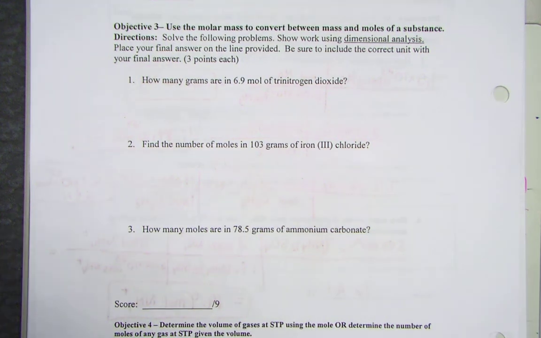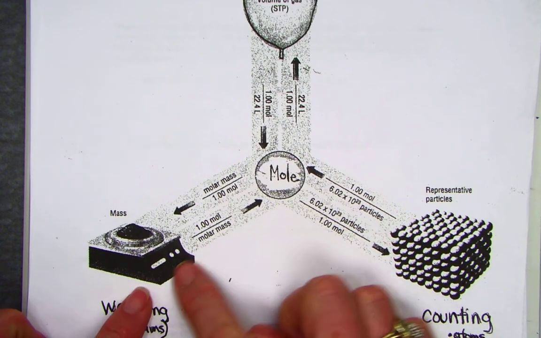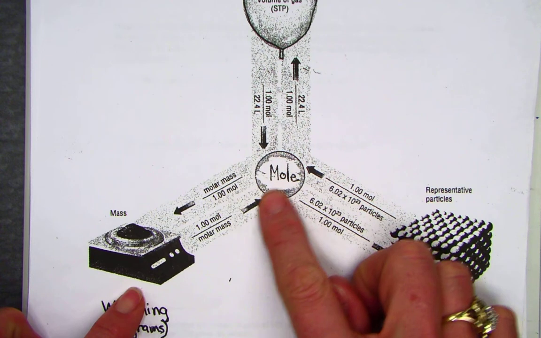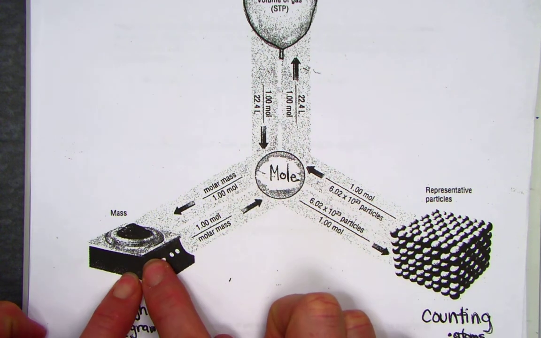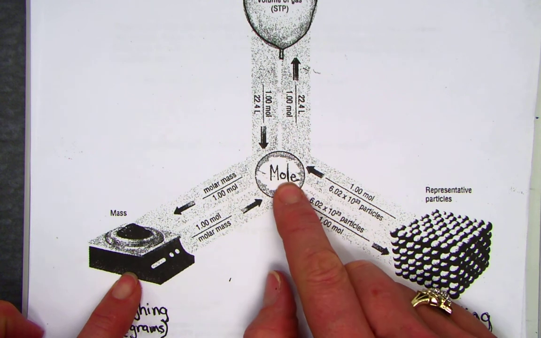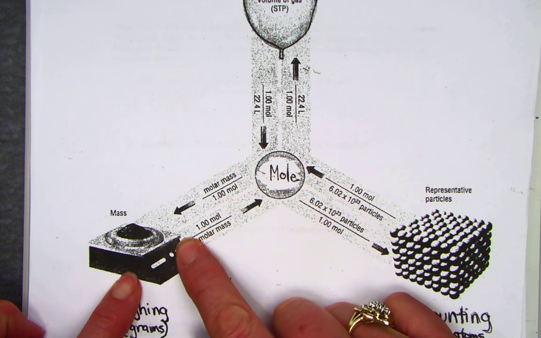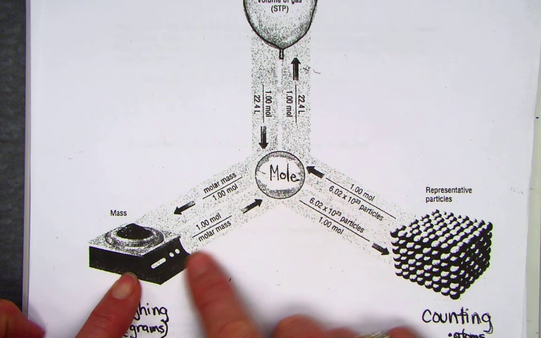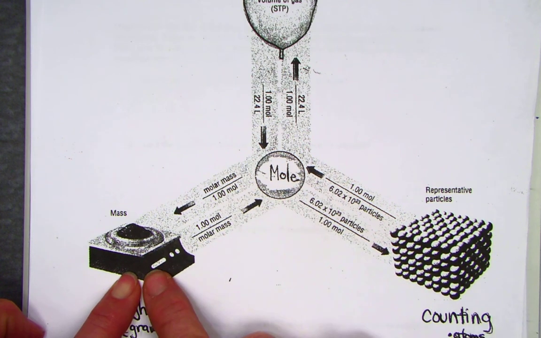Our third objective says to use the molar mass to convert between mass and moles of a substance. The term molar mass allows us to weigh and exchange into the mole. Objective 3 will deal entirely with this road. Given a gram, we'll use molar mass to head into the mole, or given a mole, we'll head out to the scale in grams. So objective 3, entirely one-step problems, either grams into mole or moles back to grams.